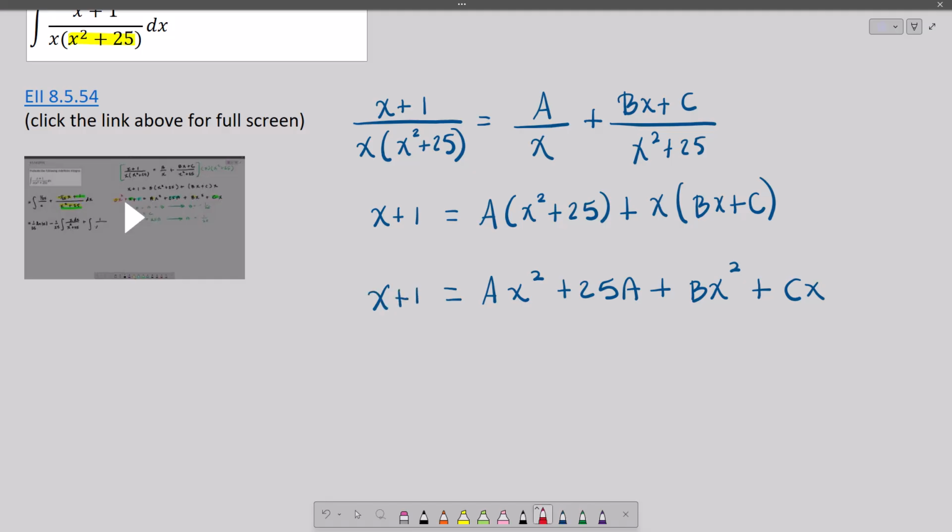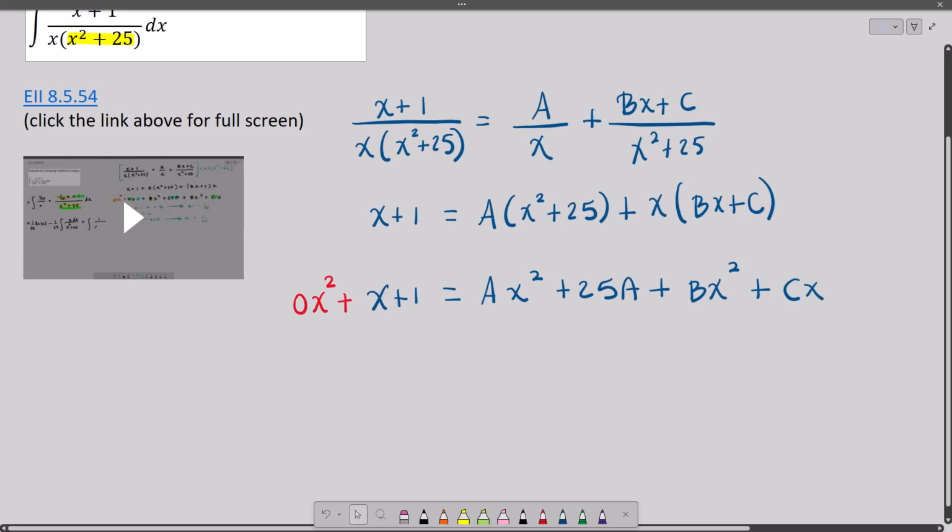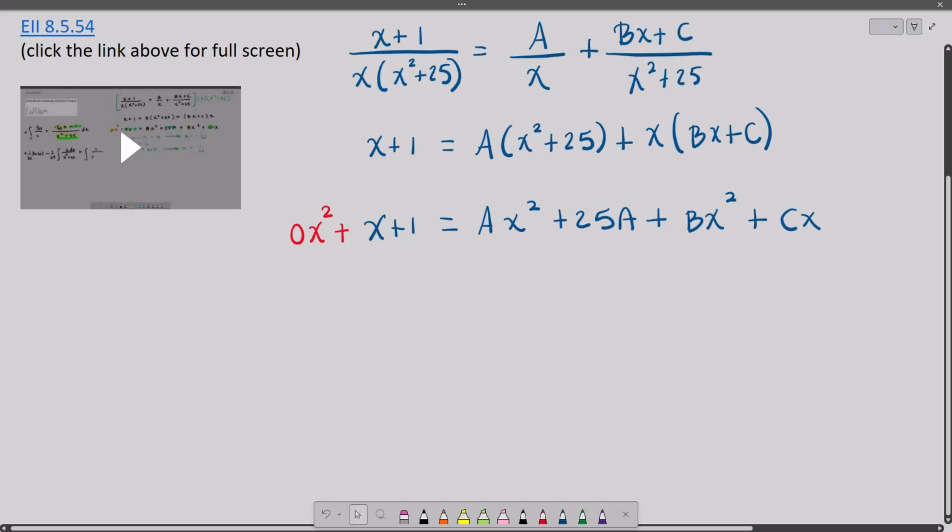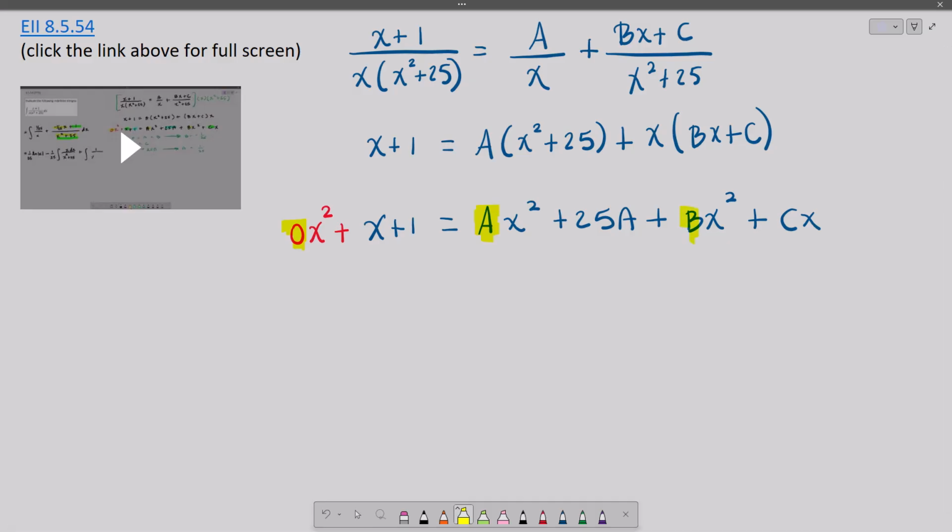So on the left side, I'm going to think of there being a placeholder of 0x squared in the x squared position. So now we just match coefficients. Coefficient of x squared, coefficient of x squared, coefficient of x squared. This is going to give us a system. We'll have 0 equals a plus b.